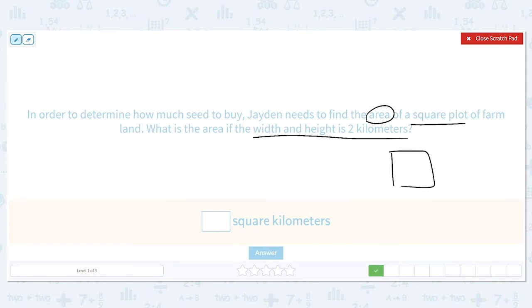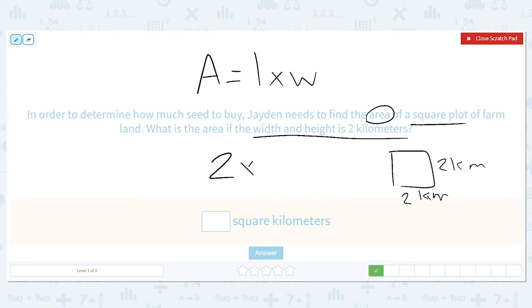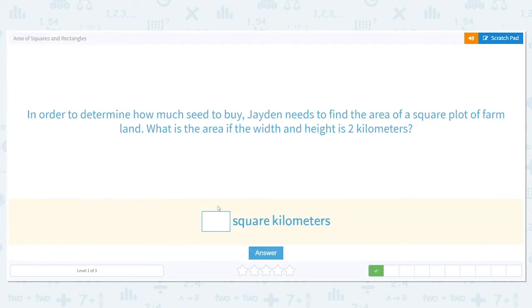So if I have a square, and this is 2 kilometers, and this is 2 kilometers, how do I find it? What's my formula? Remember, area equals length times width. So I would multiply 2 times 2 equals, what is 2 times 2? 2 times 2 is 4. So the area is 4 square kilometers.